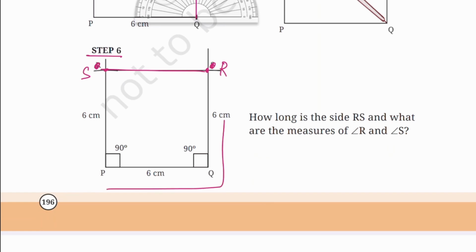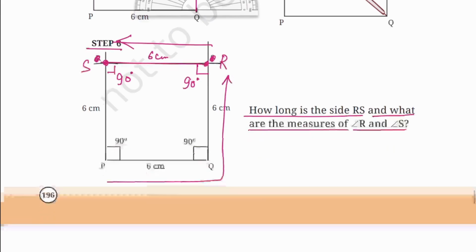Such that the square name is PQRS. After joining S to R, you will get a square PQRS. How long is the side RS? And what are the measures of angle R and angle S? They should be 90 degrees. And the length of RS will be 6 cm.